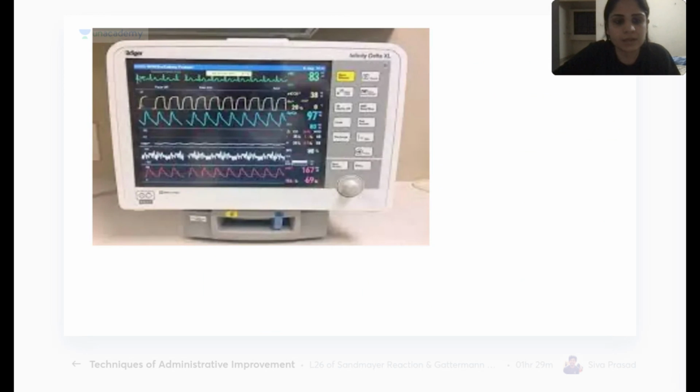Clear? Okay. Next, the anesthesia monitor. I want you to identify each and every monitor that is present on this.